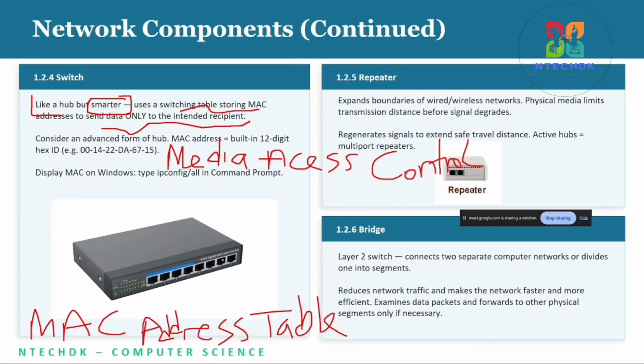Let's say this is a switch, right? Let's say this computer is connected through this port. Another one is connected here. And you have a third computer connected to the same switch, but to this port. So this is your network.